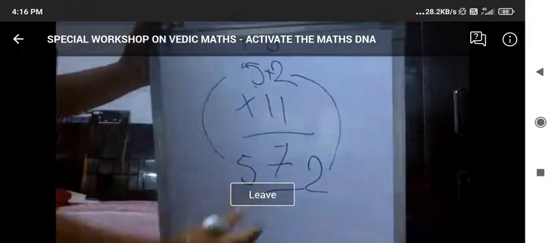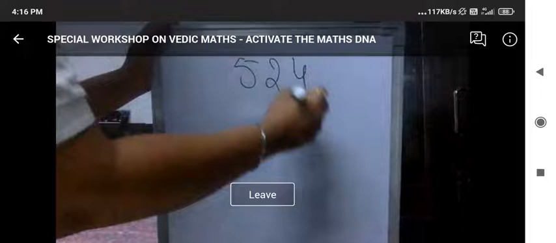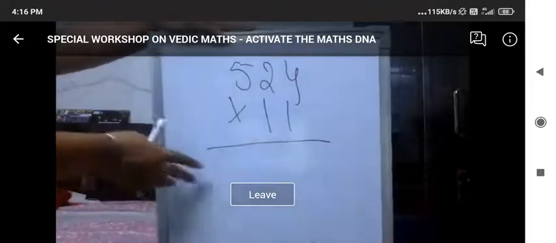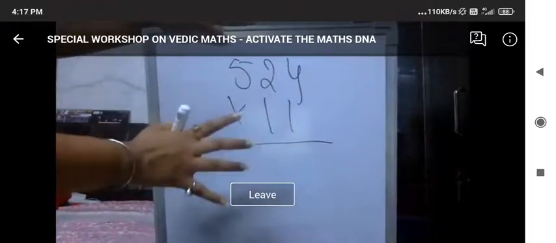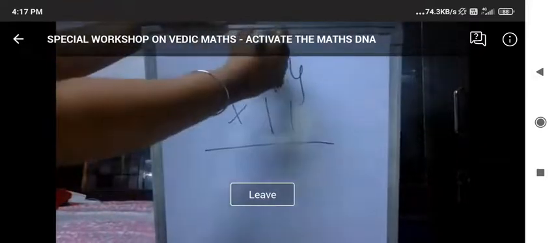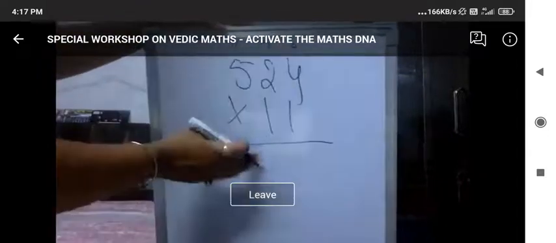Okay. Let's try with one more number. I'll change from a 2-digit number to a 3-digit number. For example, my number is 524. Okay. Let's see, it's 524 to be multiplied by 11. Now you must be thinking which digit to take and how to do the sum and place it again, right? So let's see, this is my hundreds place value, this is my tens place value, this is my ones place value, right? Okay. Now, I'll use the sutra of Vedic mathematics.